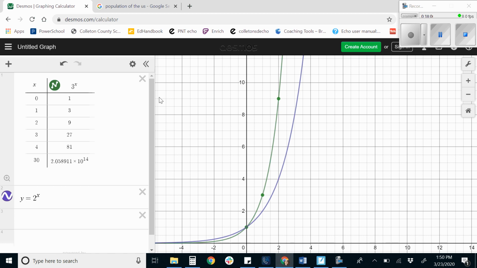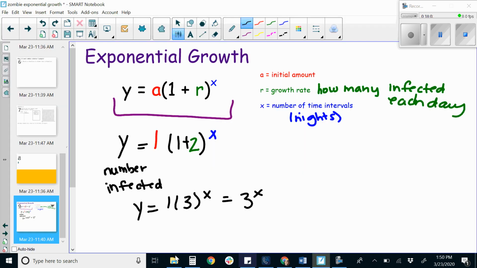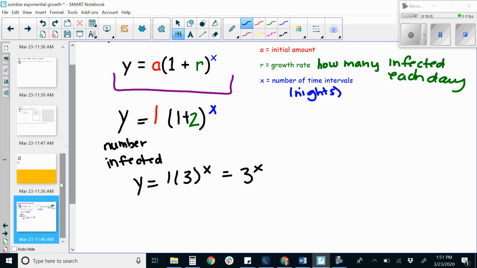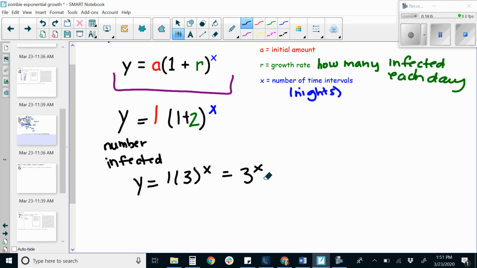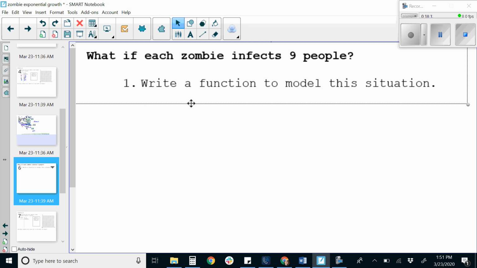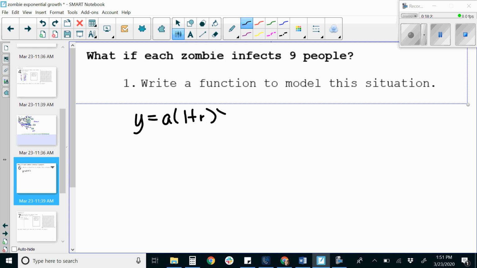All right, let's go back over here. So that would be your equation for that one, because it's tripling each night. What if each zombie infected 9 people? A times 1 plus r to the x. So assuming that we're still starting with 1, your starting would be A. Your rate would be 9 each day, to the x. So you would end up with 10 to the x power.